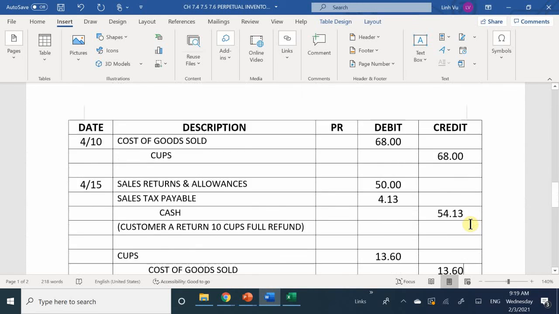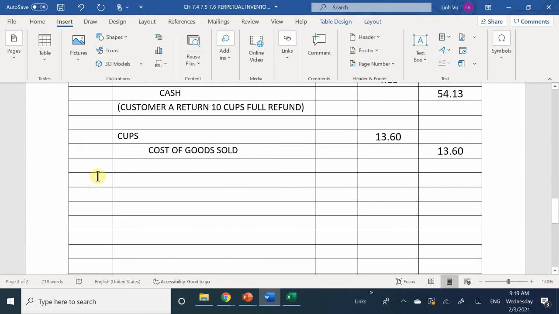Sales returns and allowances, good. Sales tax payable. Not sales discount. He's attempting to return the item. Let me finish writing that. Sales returns and allowances. And you said you have to give back the sales tax payable. Good. And how did Customer C pay? They paid with cash.